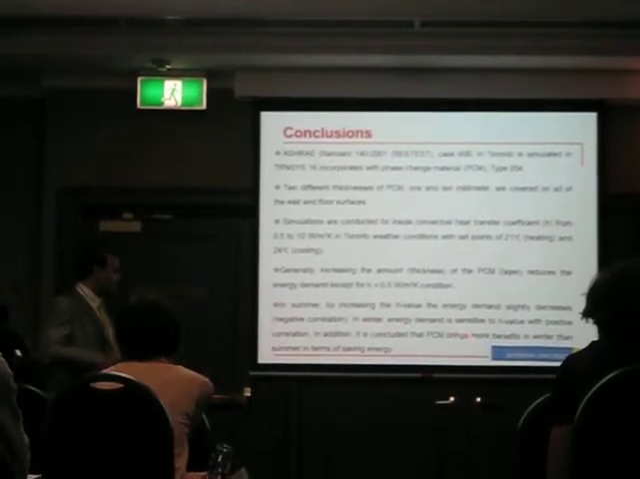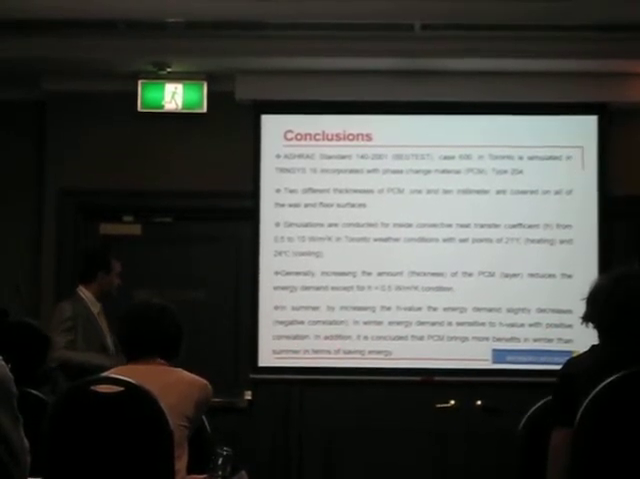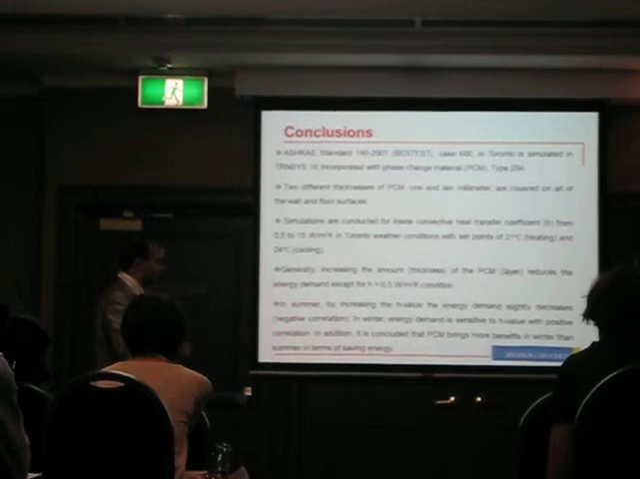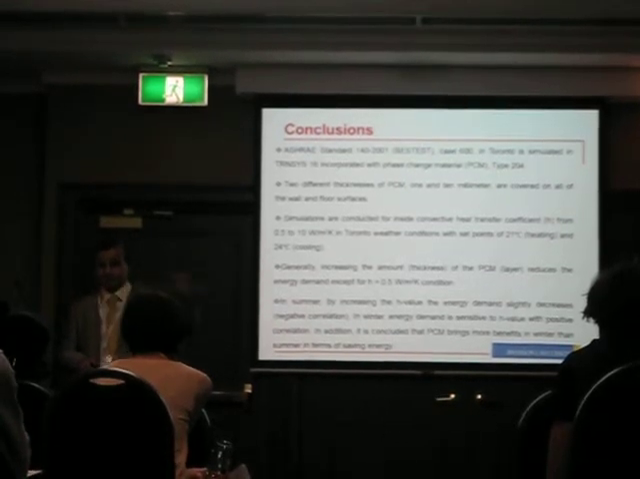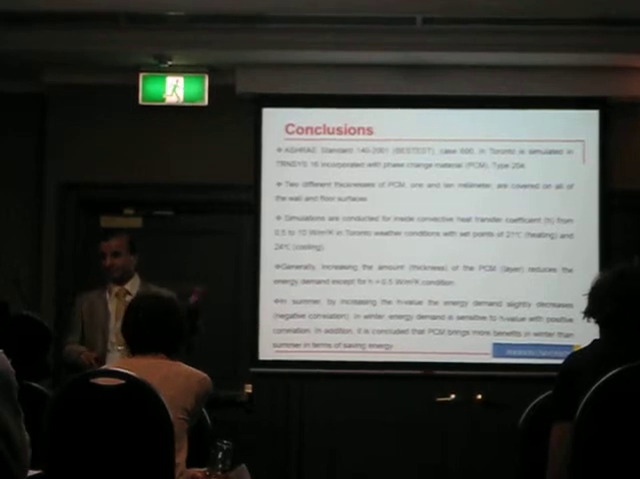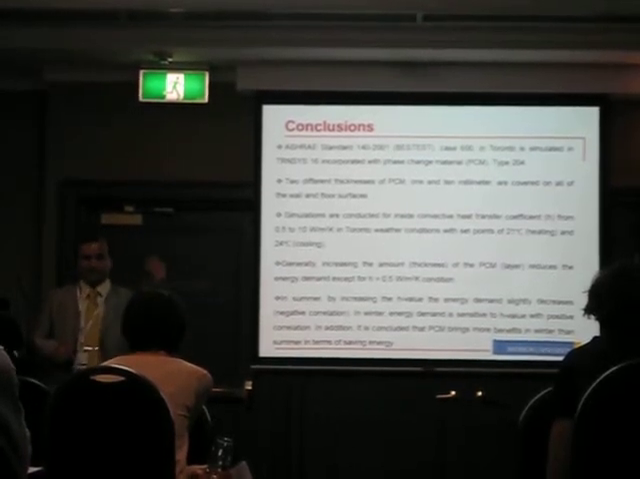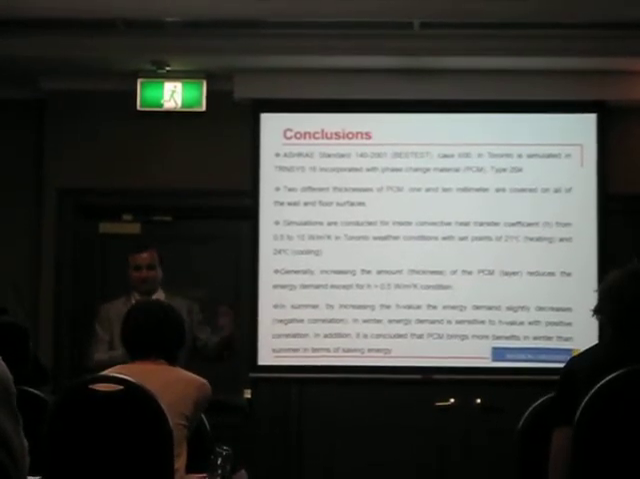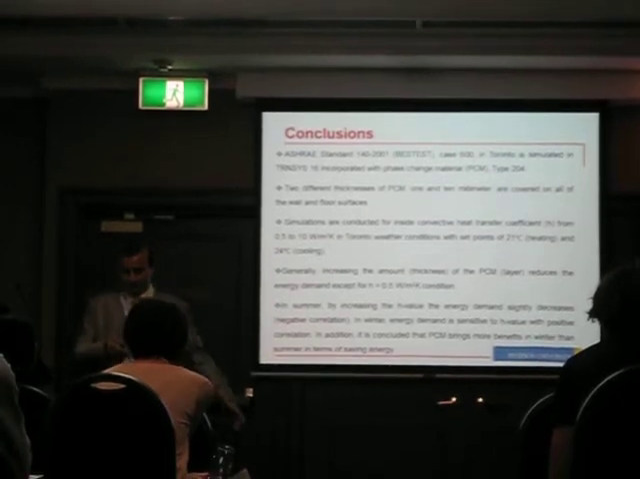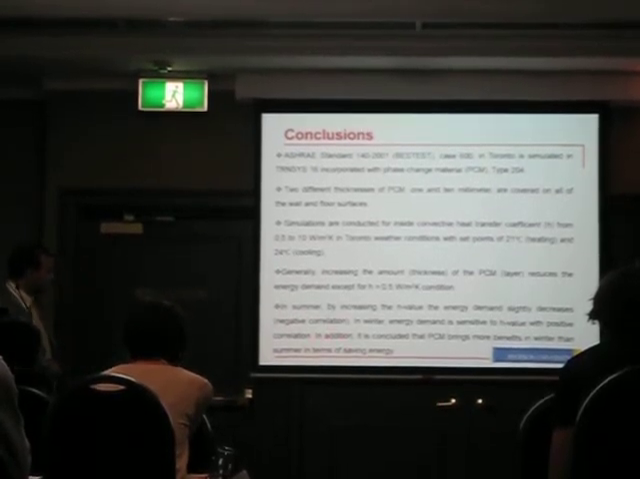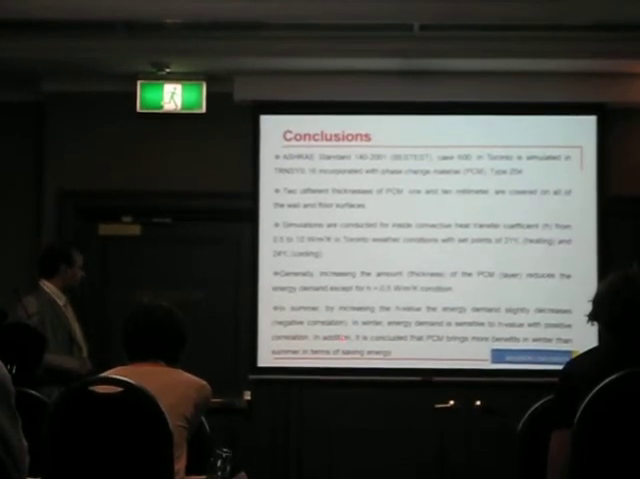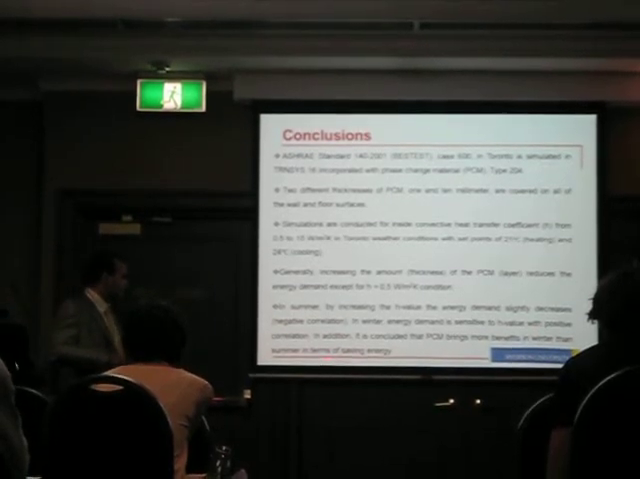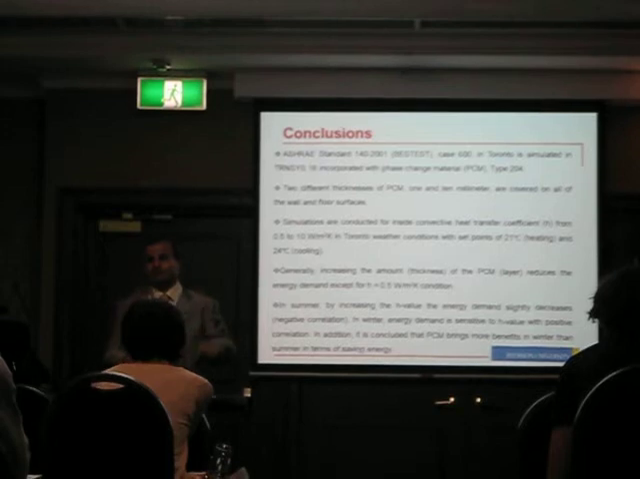In winter, energy demand is sensitive to H value with a positive correlation, and you know why it is this way. Because in winter, outside is minus 20 or something like that, and when you increase H value, you give a chance for conduction, so you need more energy to compensate than is getting in. So that's the reason. Additionally, I can conclude that PCM brings more benefit in winter than summer in terms of energy saving in Toronto with this model.